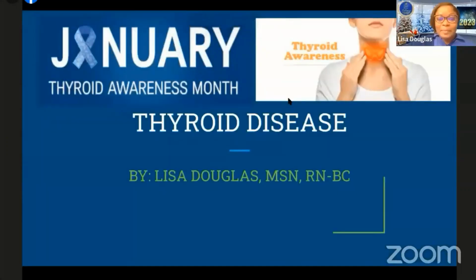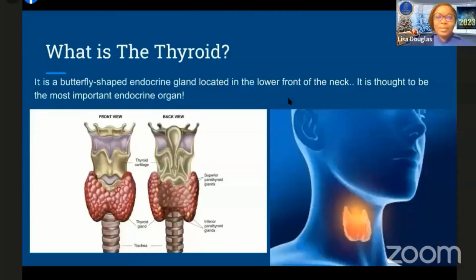And so today I'm going to be talking about thyroid disease. So let us begin. What is the thyroid? The thyroid is a butterfly-shaped endocrine gland that is located in the lower front of the neck. As small as it is, it is thought to be one of the most powerful endocrine glands. This is what the thyroid actually looks like, right above your trachea, your windpipe. This is the front of what it looks like. This is the thyroid gland, and this is the inferior, the back bit.